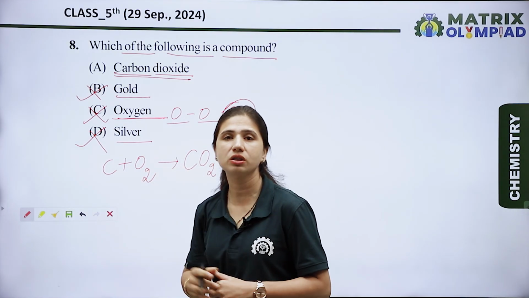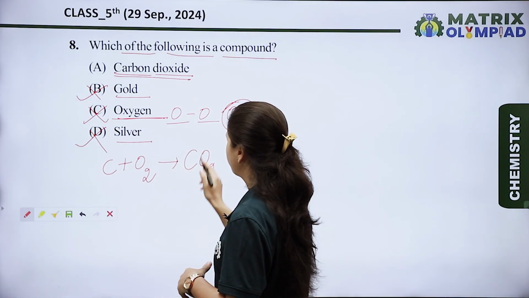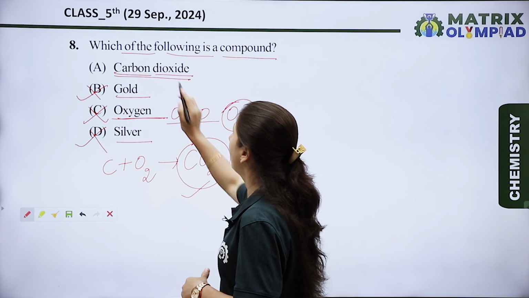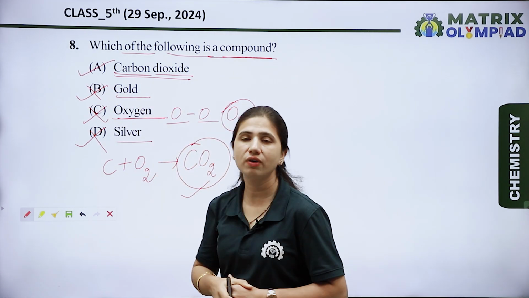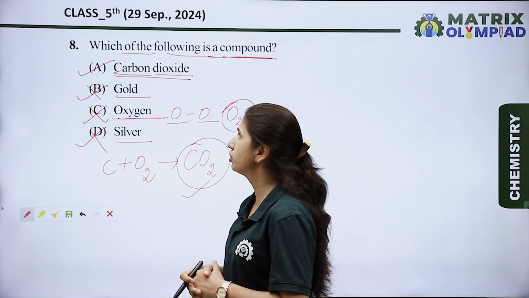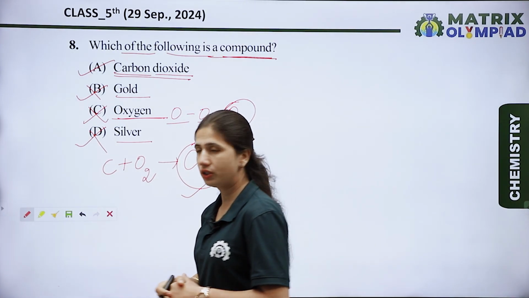When carbon and oxygen are combined together, they form carbon dioxide. So carbon dioxide is a compound. Gold, oxygen and silver are not compounds. So option A is the right option for this question.